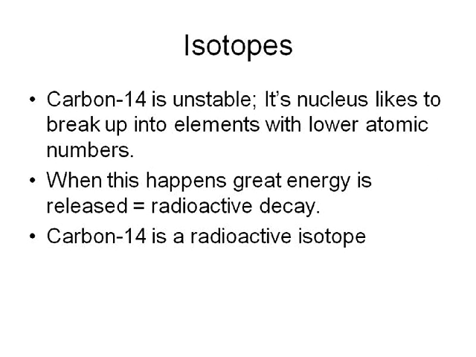So the nucleus, where the protons and neutrons exist, tends to break up into elements with lower atomic numbers. Sometimes it can get rid of neutrons and go into carbon-13 or carbon-12. Sometimes it'll break into totally different elements. When this happens, a humongous amount of energy is released, and it's called radioactive decay. When the nucleus of an atom breaks up and energy is released, that's called radioactive decay. Carbon-14 is then considered a radioactive isotope.